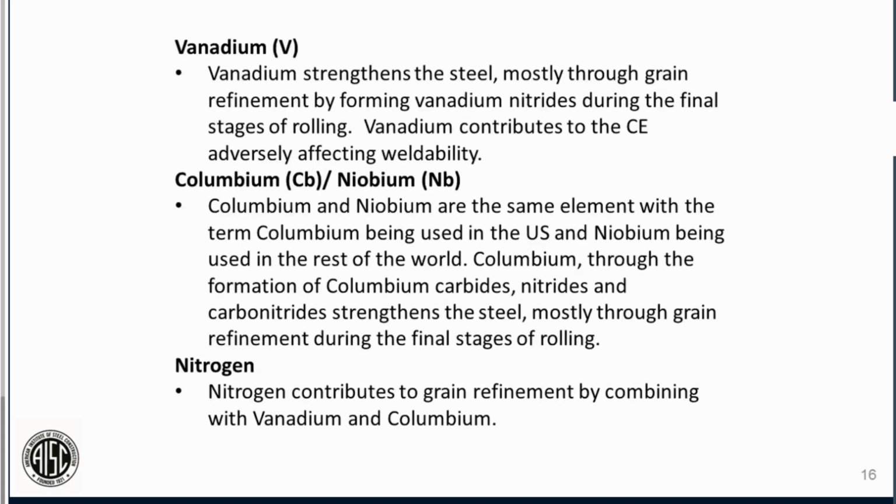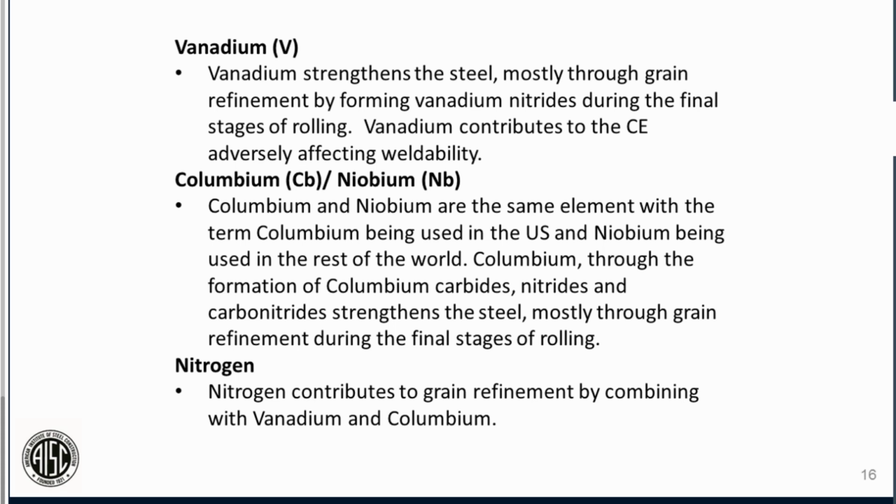Now, vanadium and columbium, nitrogen, we bring those up together because they're all tied together. These are called microalloys. Vanadium strengthens steel mostly through grain refinement by making vanadium nitrides. They precipitate out when the steel is rolled. And it also counts against your CE.